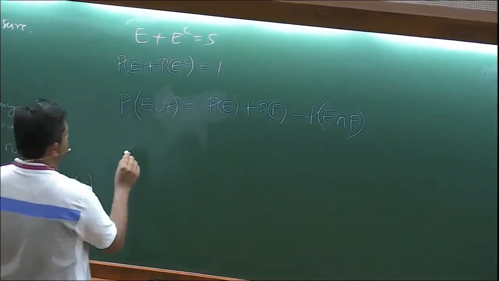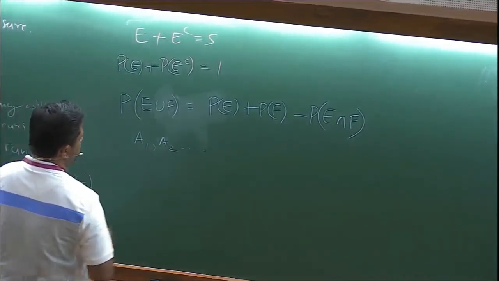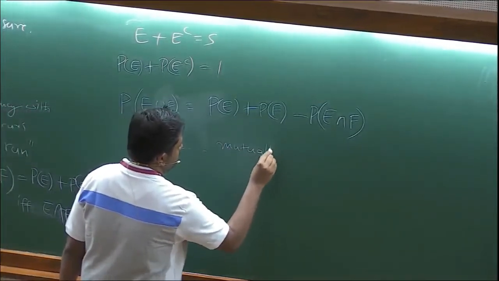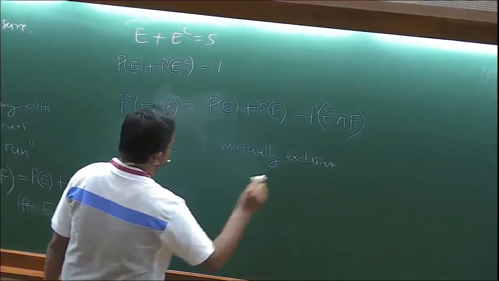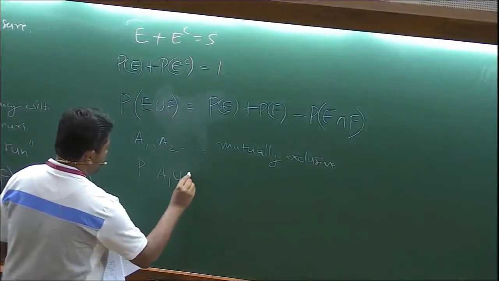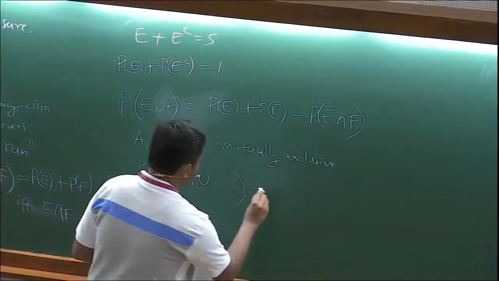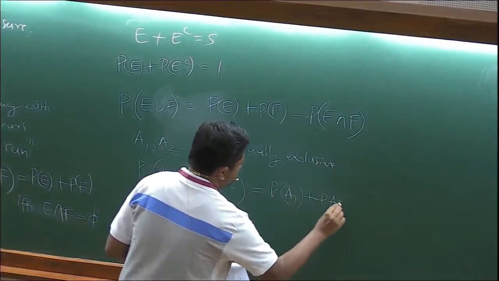And so you can generalize to many events. If you have a bunch of events, A1, A2, ... and they're all mutually exclusive, then the probability of the occurrence of A1 union A2 union ... is just the sum of the probabilities of each of the events.